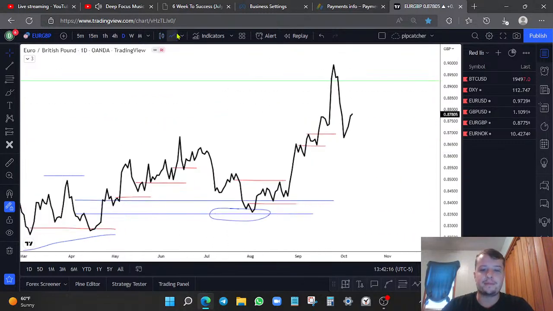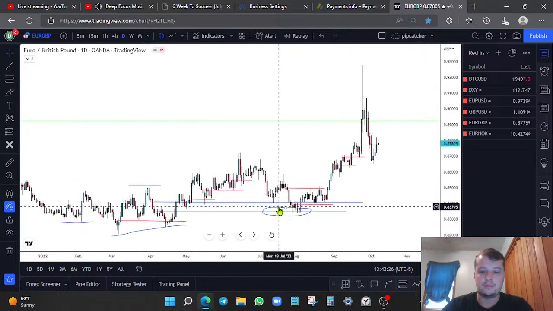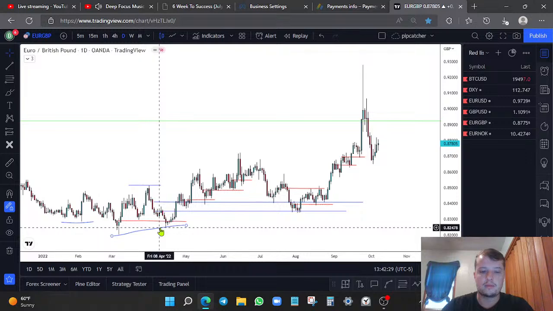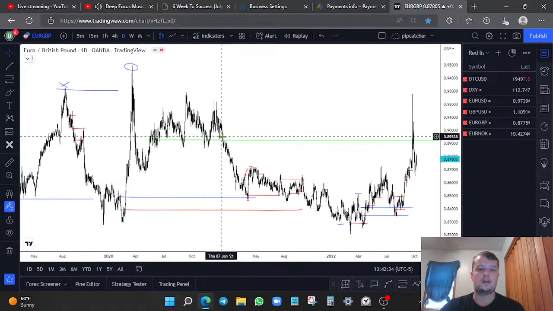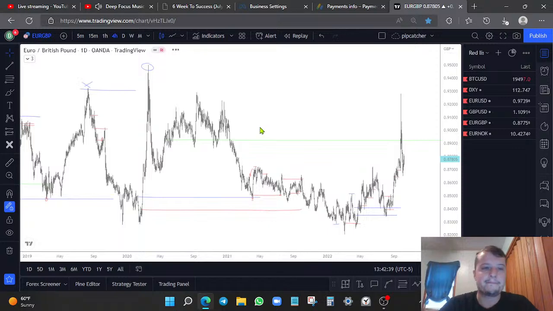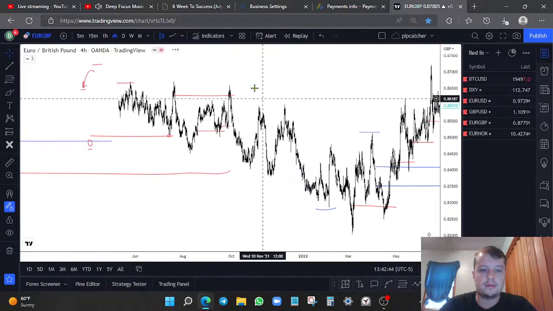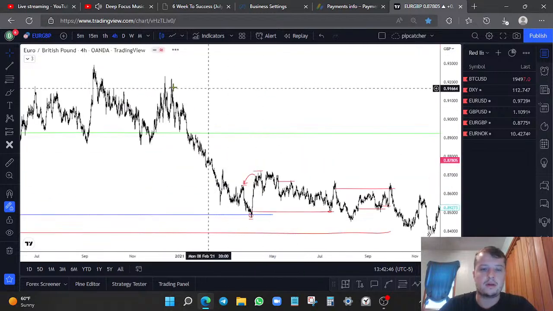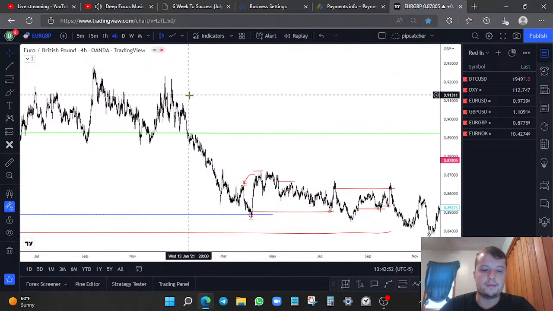They're so clean, even without seeing the wicks. Just understand the line chart as well. All right, so that was the daily time frame. Now let's go to the 4 hour, and let's go back maybe, let's do a 2 year period.